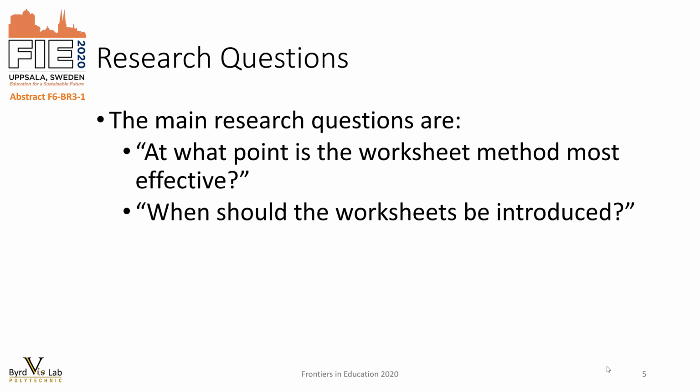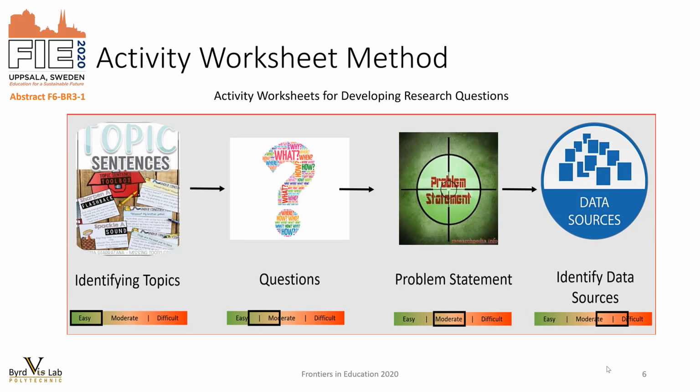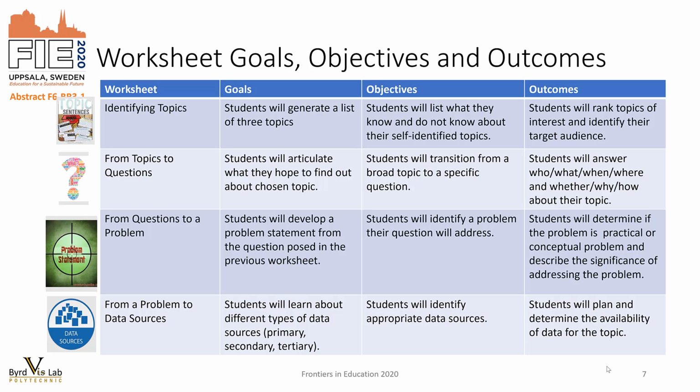The main research questions are: at what point is the worksheet method most effective? When should the worksheets be introduced? The activity worksheet method consists of a series of 4 activity worksheets. The worksheets help students to identify topics, to questions, to problem statements, from problem statements to identifying data sources. The worksheets vary and focus on key elements of the research process.